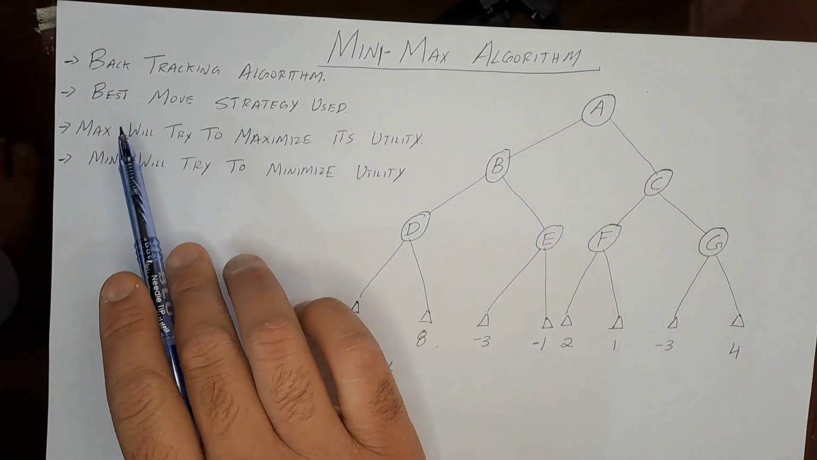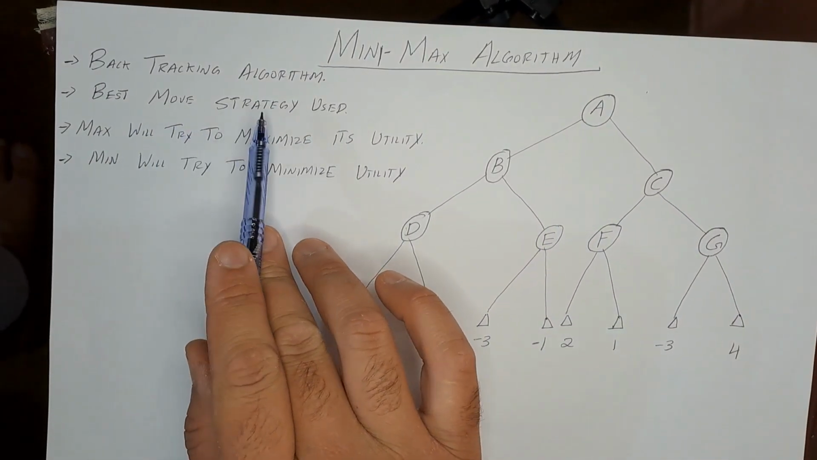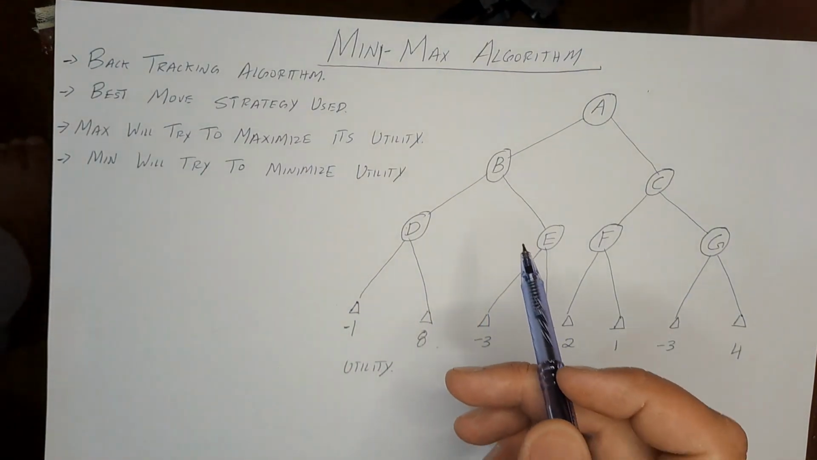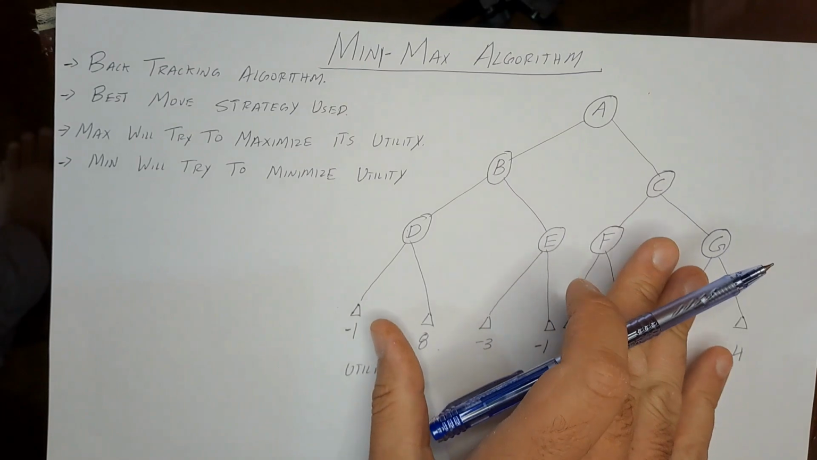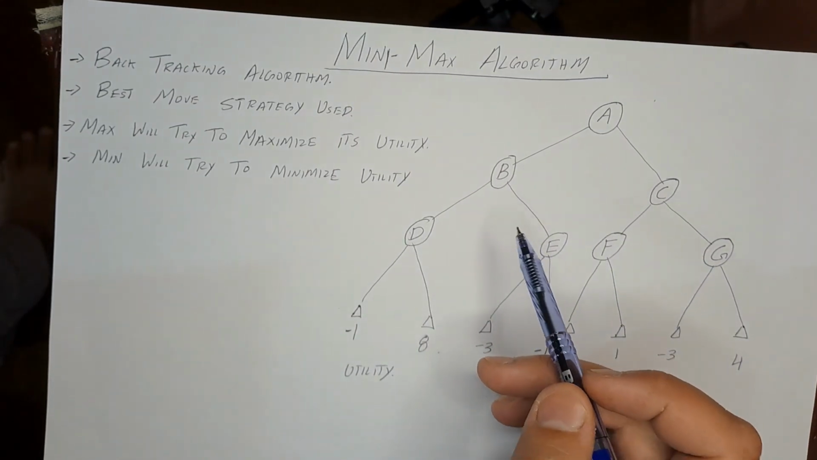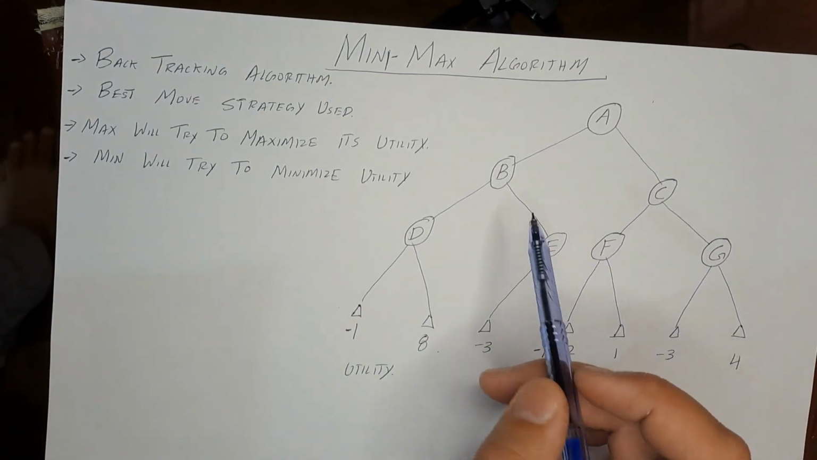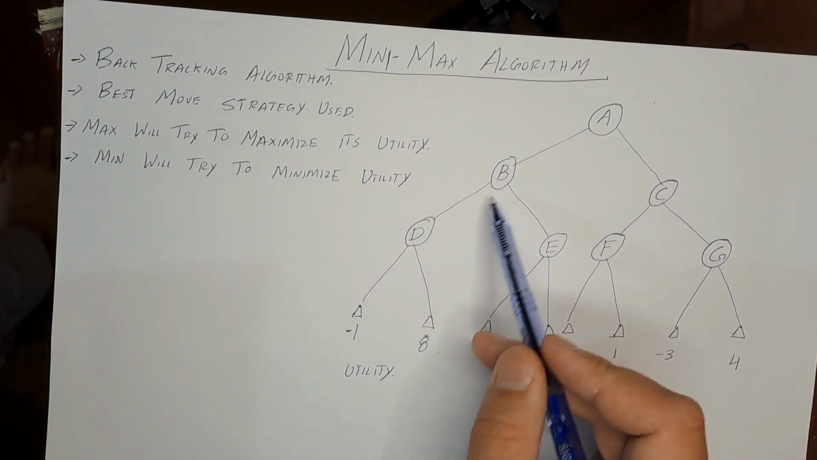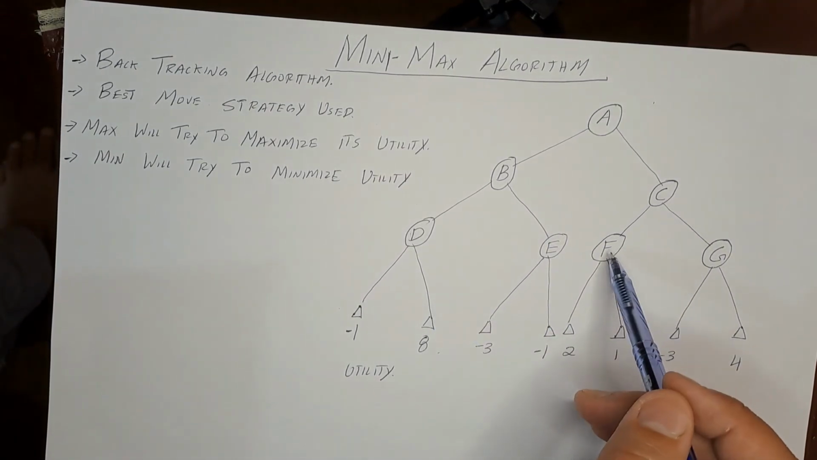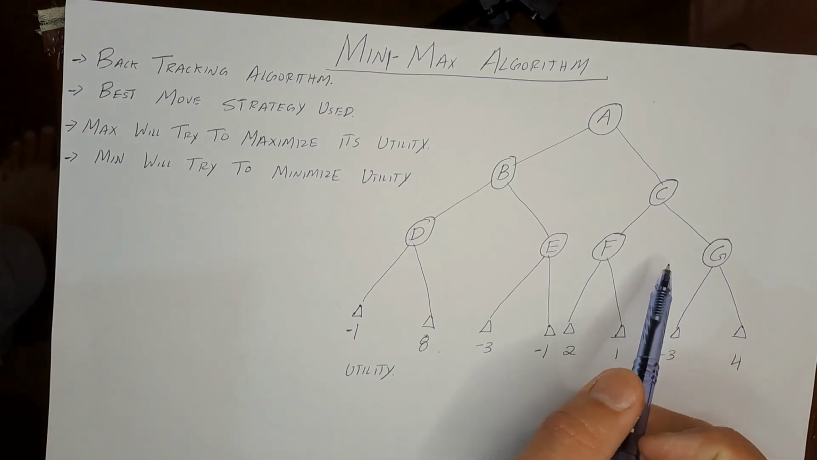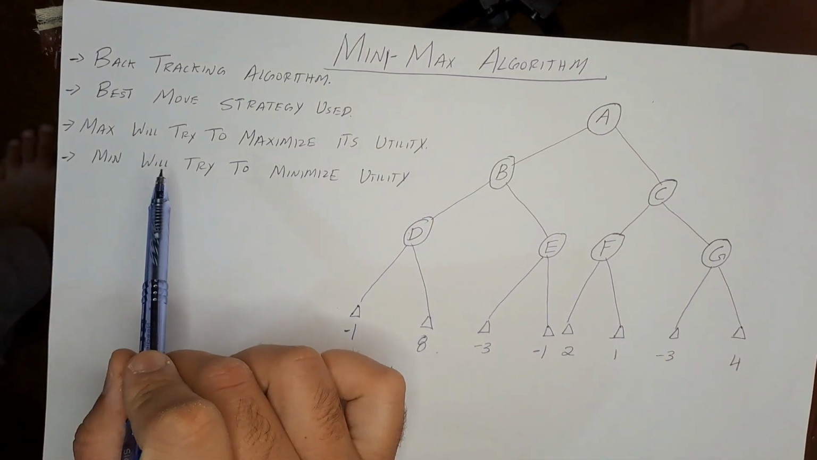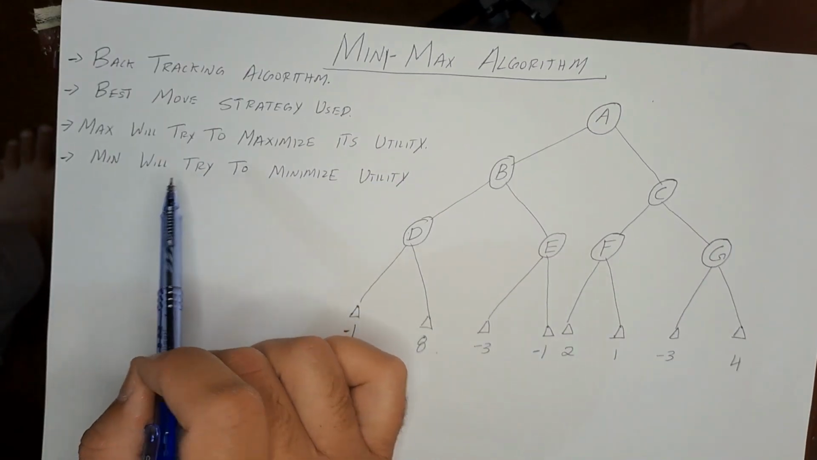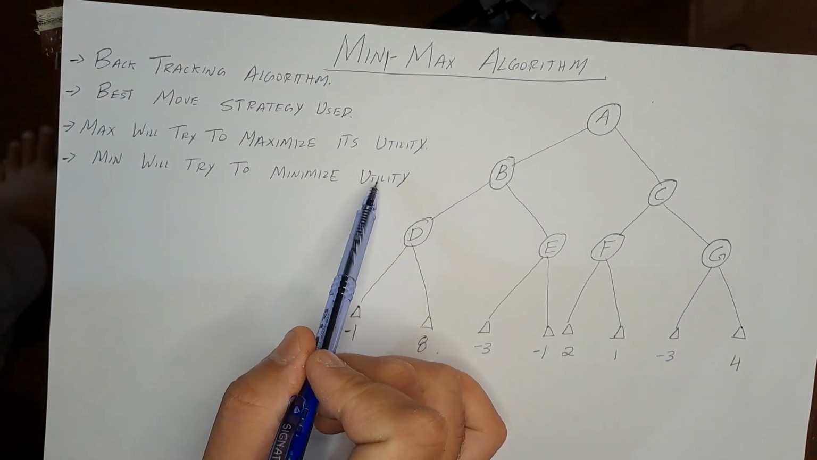Next one is the best move strategy used. Here in every node we have a number of possibilities, a number of nodes to choose from, and we always choose the best one. You see, from B we have two, and similarly from C we have F and G, two more. And third, Max will try to maximize its utility, and Min will try to minimize its utility.